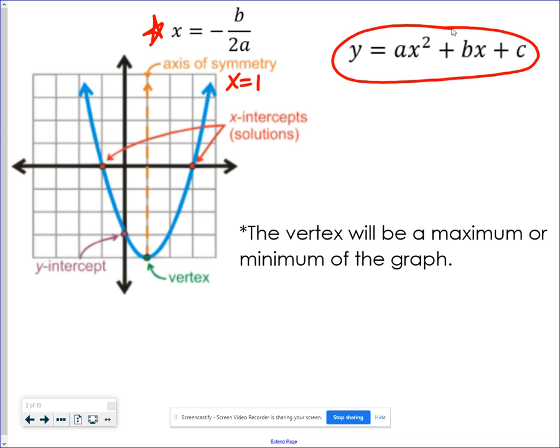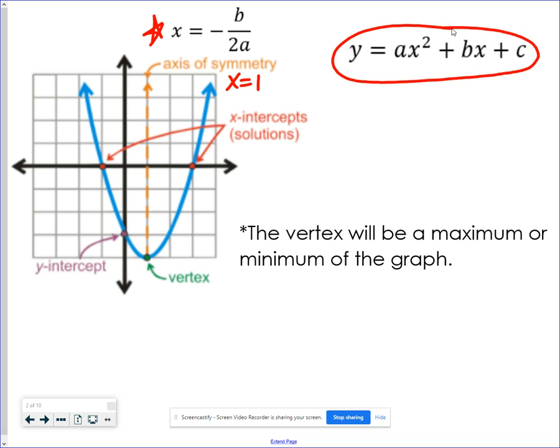Okay, that's a vertical line, never going to touch the y-axis. There's no y in the equation of the axis of symmetry. It's just an x because it crosses the x-axis, in this case at 1.